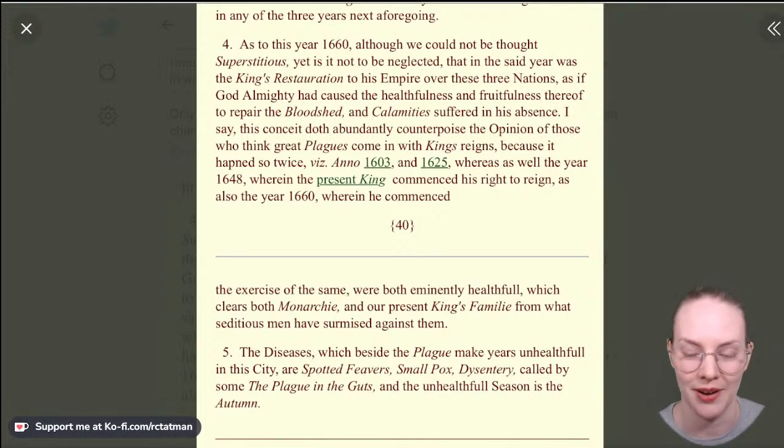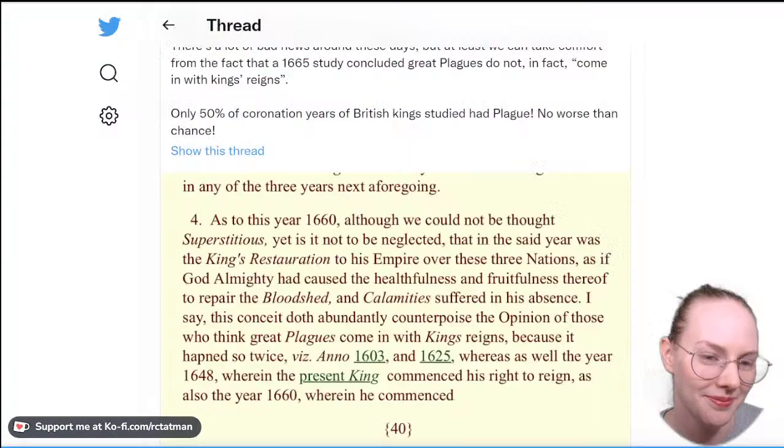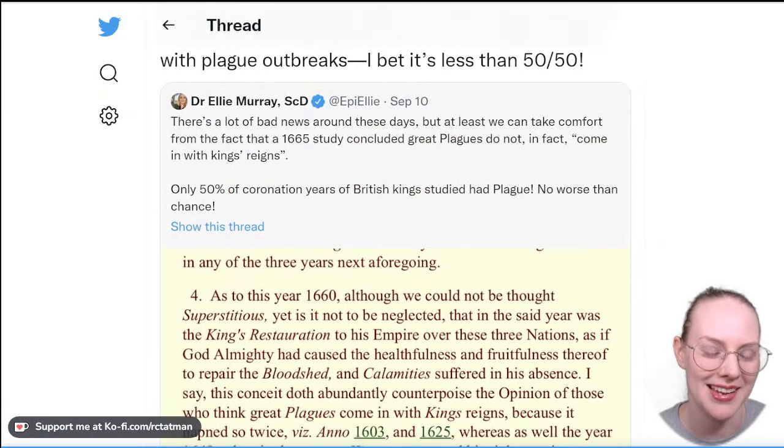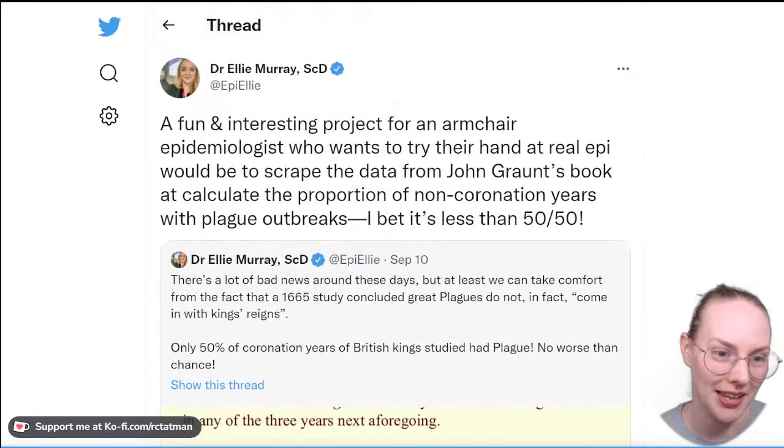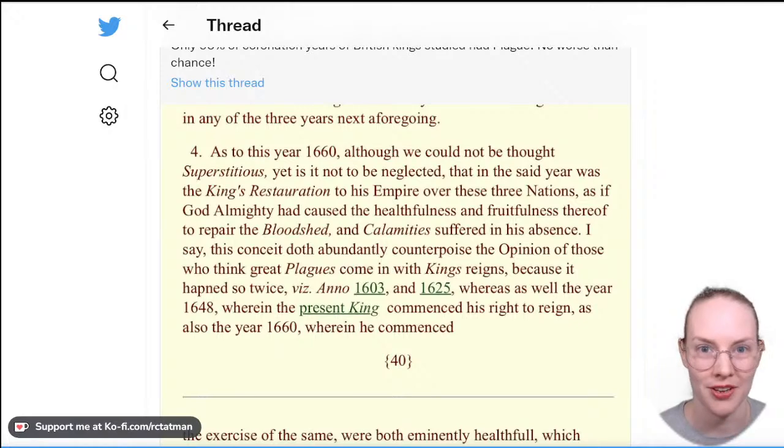Which is true, usually, right? Like flu season is autumn. So the point here is that there's a superstition that when a king of England, I guess, starts his reign, there is a plague, which is cool. I've never heard that before.